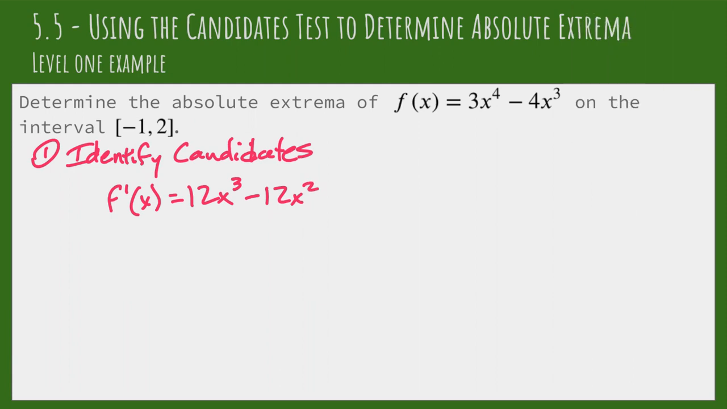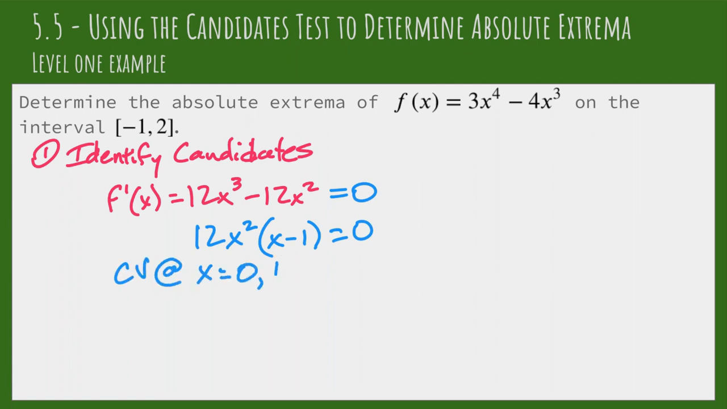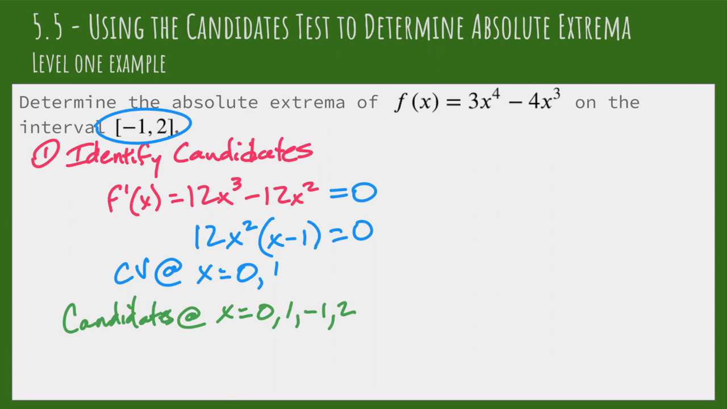And we set the derivative equal to 0. So to solve that, I'm going to factor out a 12x squared, and that leaves an x minus 1. And so we get critical values at x equals 0 and 1. I do want to point out that 0 and 1 are both on the interval, so we are going to use both of them. And our other candidates then are going to be those endpoints. So we have candidates at x equals 0 and 1 because they're the critical values, -1 and 2 because they're the endpoints.